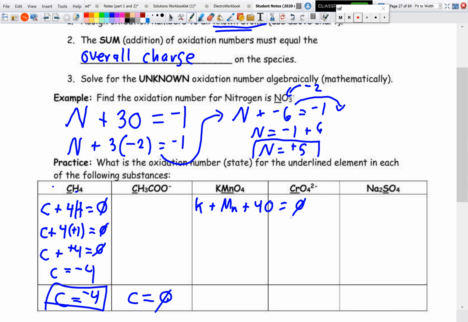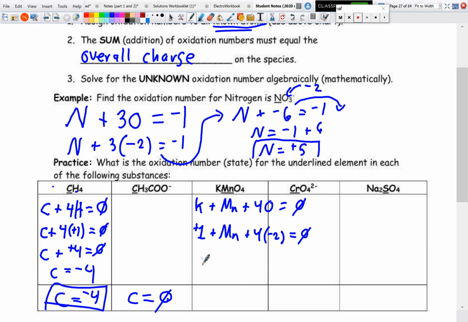So algebraically we can set this one out. So 1 potassium plus 1 manganese plus 4 oxygens must equal 0. Now the charge for potassium, we know is positive 1 because it is a monatomic ion. Now that permanganate, MnO4-, is the one that we don't know. So manganese we don't know. Oxygen is always -2. It's equal to 0.